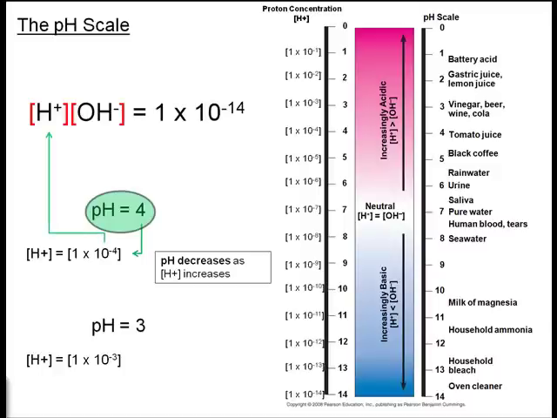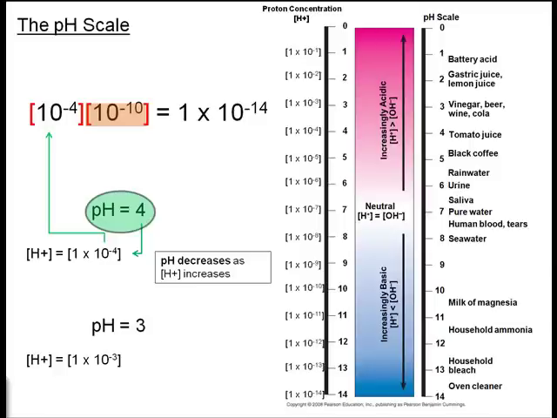You can plug that into this equation at the top because we know the product of proton concentration and hydroxide concentration has to be 1 times 10 to the minus 14. So if we plug in our proton concentration of 10 to the minus 4, then our hydroxide ion concentration has to be 1 times 10 to the minus 10 to give us a product of 1 times 10 to the minus 14. Now the opposite would be true.